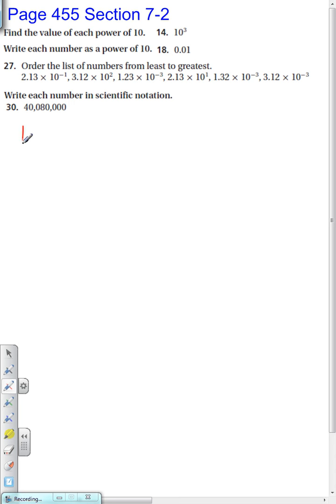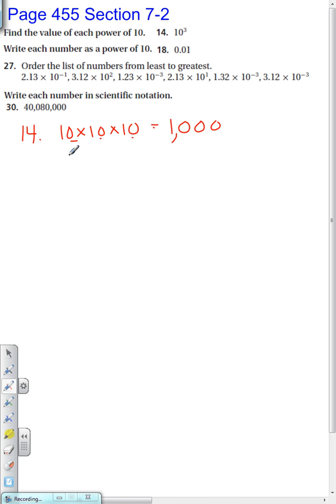All right, for number 14, 10 to the third power means you're going to do 10 times 10 times 10. So that's like saying I'm doing 1 times 1 times 1, which is 1, and then I have 3 zeros that I have to put on the end. So I end up with 1,000.